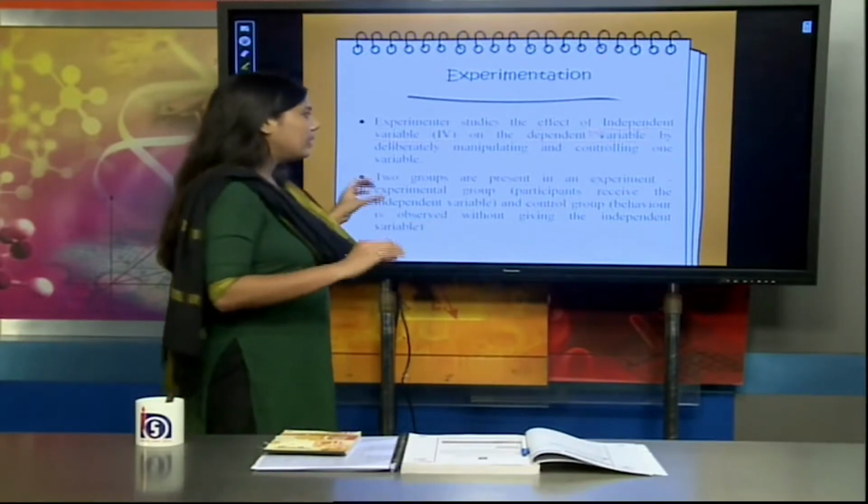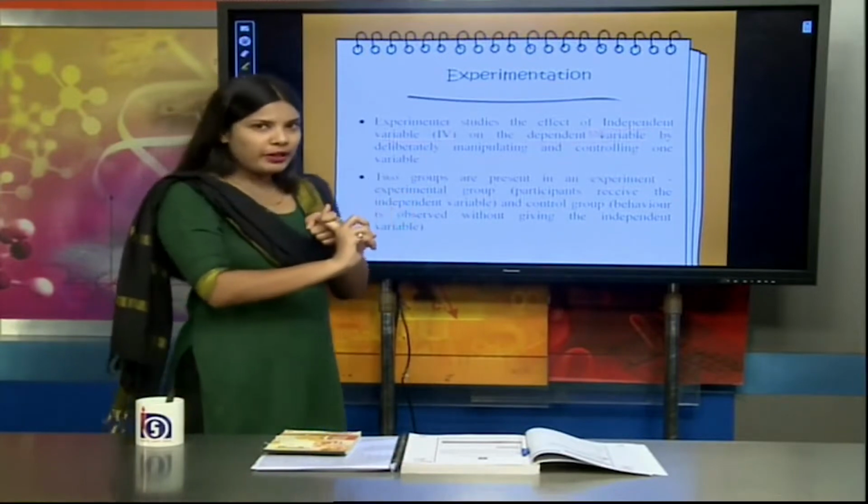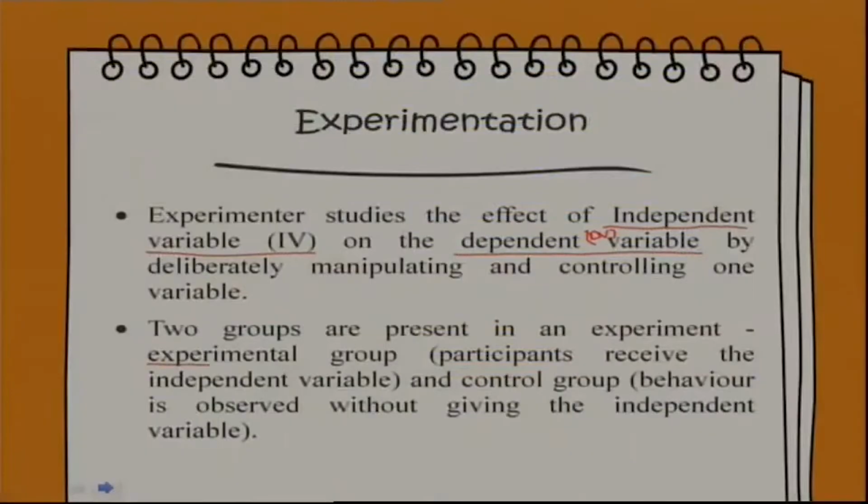So basically here we are saying is that experiment में दो groups होते हैं. Experimental group होता है एक, which is here experimental group, and one is control group. So the experimental group is the one where participants receive the independent variable. So let's understand it in the case of a medical trial.